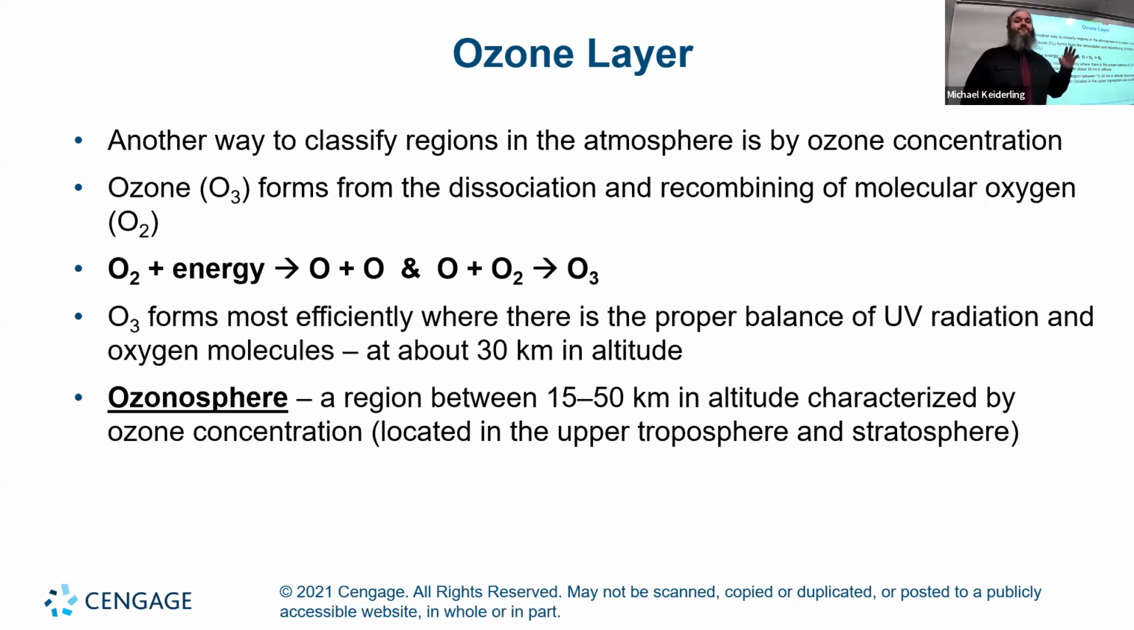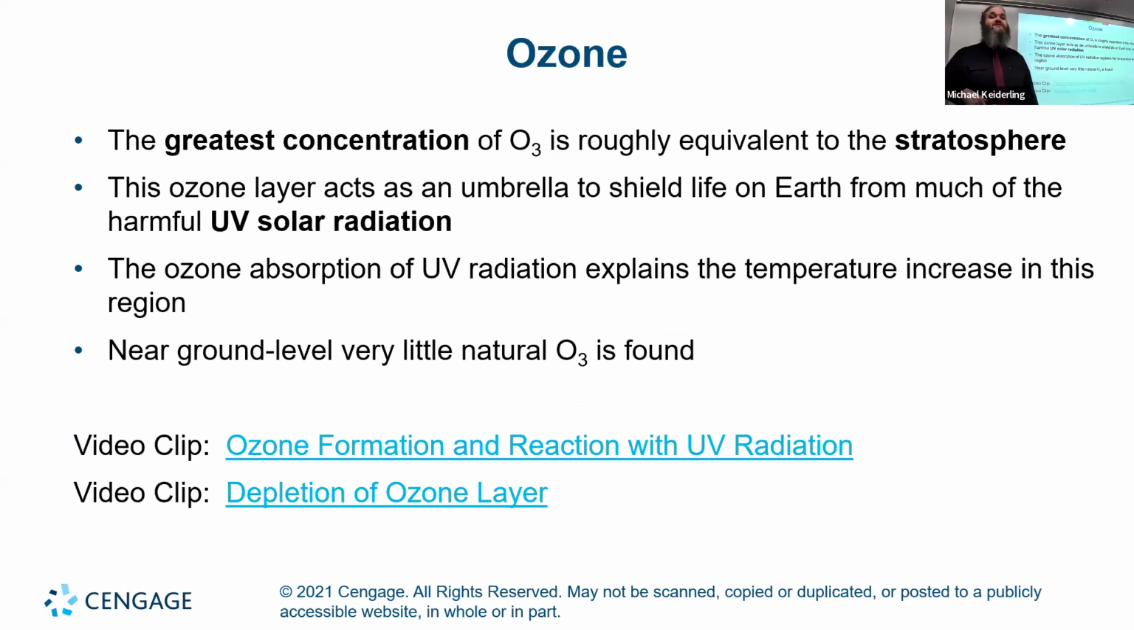So there's this region between about 15 to 50 kilometers in altitude that's characterized by an ozone concentration. This is the ozonosphere. This is in the very top of the troposphere and the stratosphere. So the ozone layer is mostly in the stratosphere. And the greatest concentration of ozone is roughly equivalent to the stratosphere. And this acts sort of as an umbrella to shield life on Earth from the most harmful UV solar radiation. So the absorption of UV radiation also explains the fact that the temperature in this region goes up.